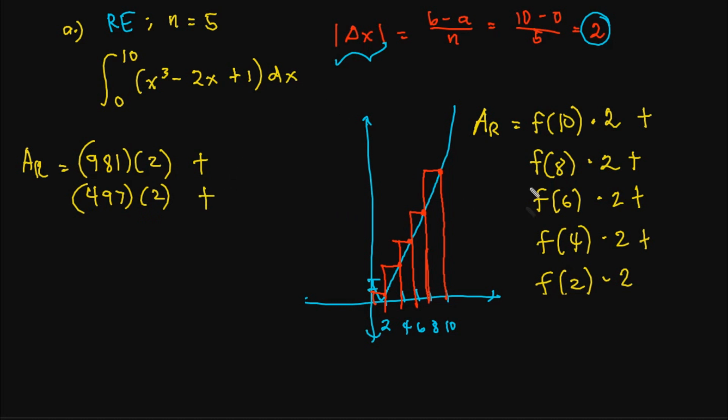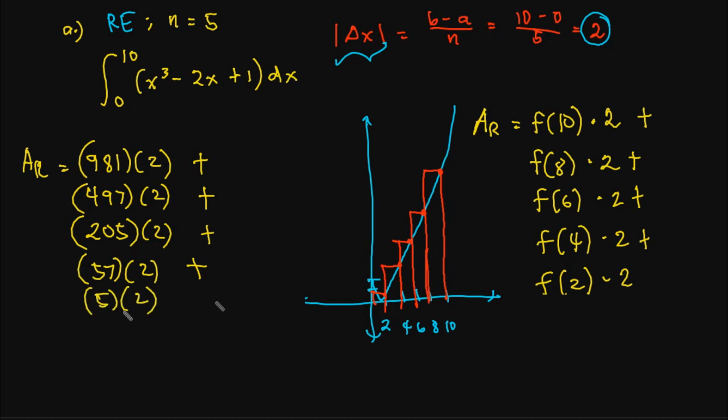And then, we add f of 6. So, that is 6 cubed minus 2 times 6 plus 1, which gives me 205. Okay? Times 2. And then, for f of 4, that is 4 cubed minus 2 times 4 plus 1. So, that is 57 times 2. And then finally, what we have here is, I think, 5 times 2. Okay. So, that's it for our areas.